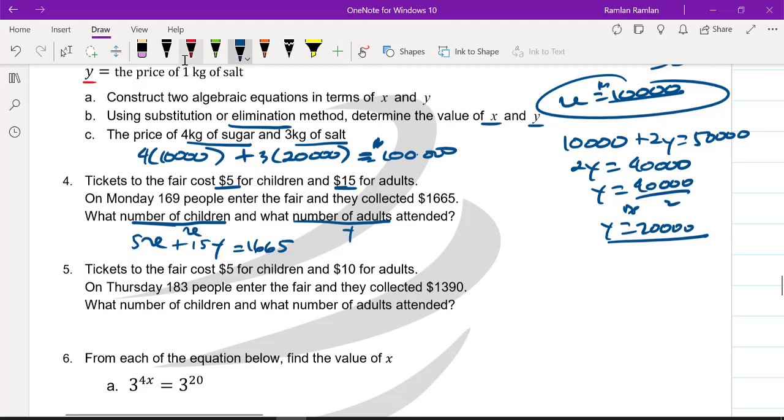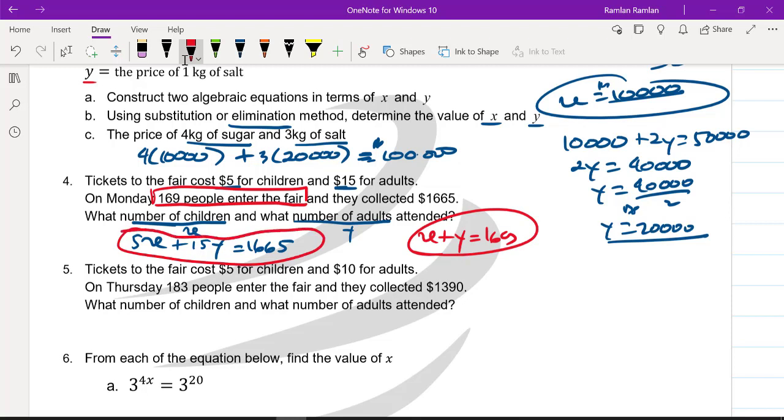What's the next equation? On Monday, 169 people entered the fair, right? So it means that it is the total number of children and adults altogether. So this sentence means that x, the number of children, plus y, the number of adults, equals 169. Can you see that we have two equations, and you do the same exact thing as we did for number 3? I'm going to show you just the final answer.